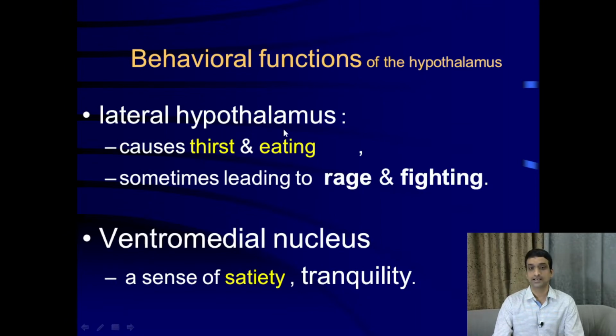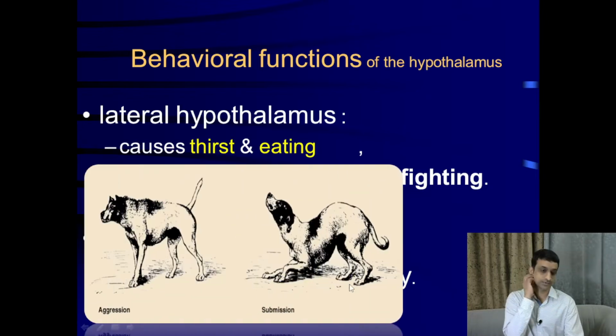So let us take the lateral hypothalamus, which causes thirst and eating together as we discussed in the last 2 slides. Sometimes excessive stimulation may lead to rage and fighting behavior of the animal. For example, if some food is taken away from the animal which is eating after 1 day of fasting, then it will show rage as well as fighting behavior. Then the ventromedial nucleus will give you the sense of satiety and tranquility. If it is stimulated, it will give the possibility for tameness, it will be peaceful, it will show that tranquility.